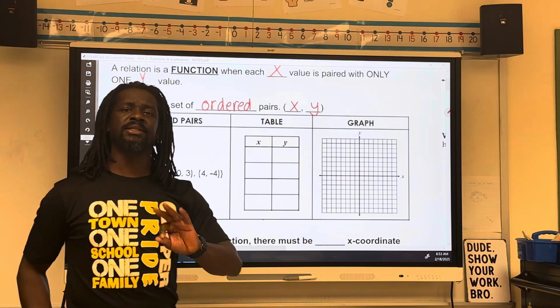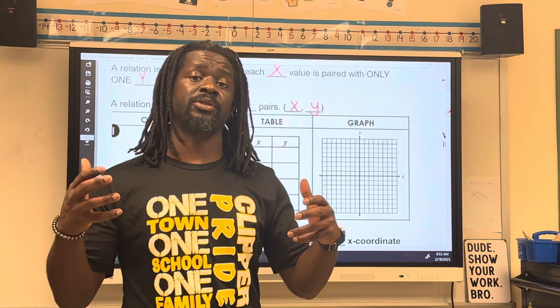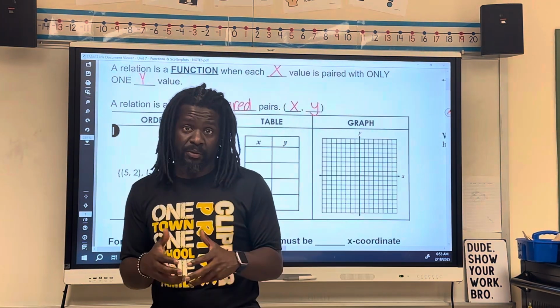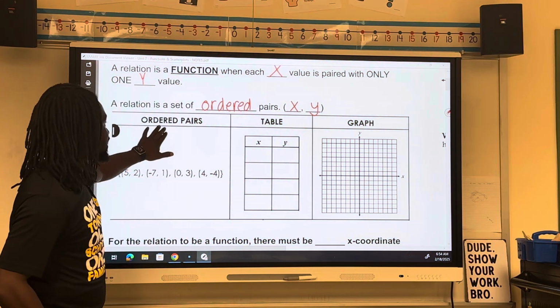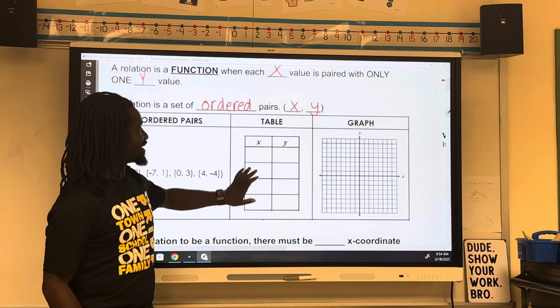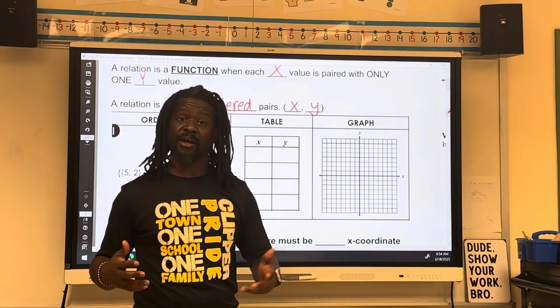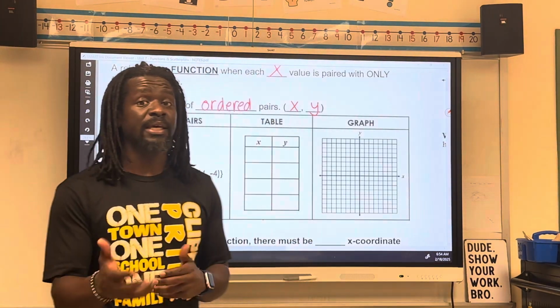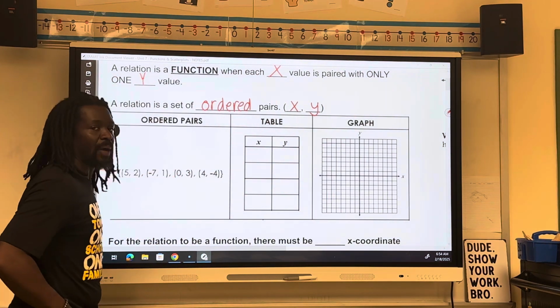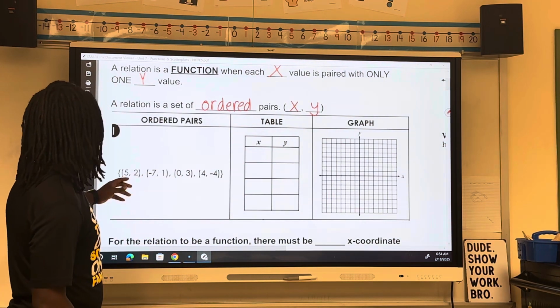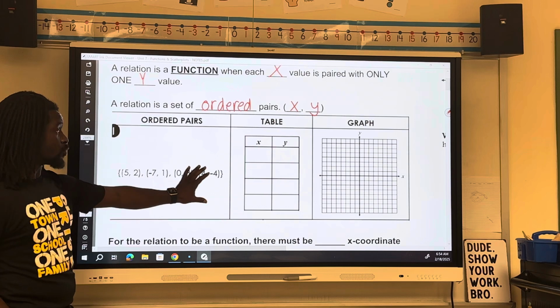And the three ways that we're going to see functions represented in this unit, there are more, but these are the three we're going to focus on. The first is an ordered pair. The second is a table, and the third is a graph. And so you can use these interchangeably, but we're going to be working with these three all throughout this unit, okay? And so I have my ordered pairs, okay?